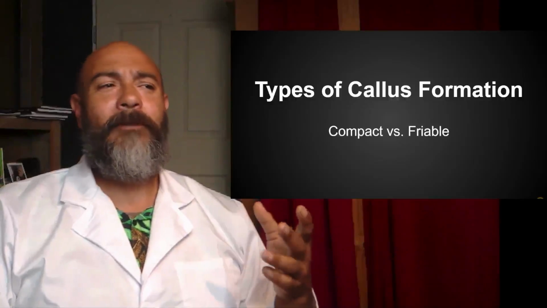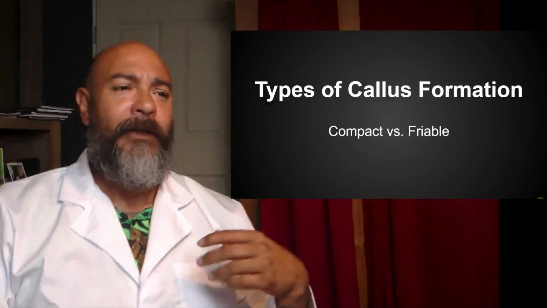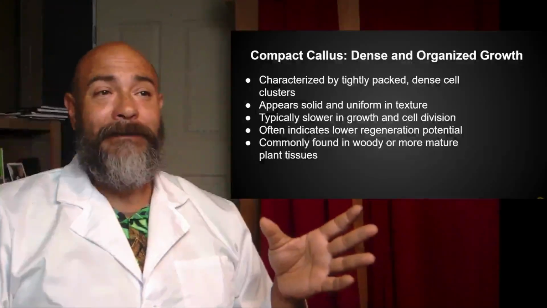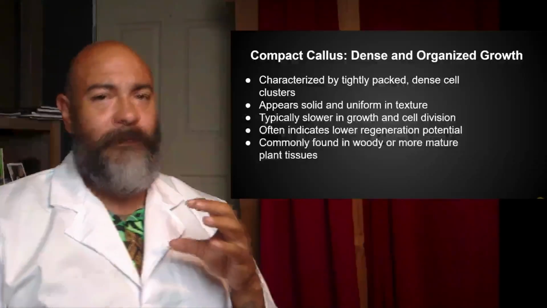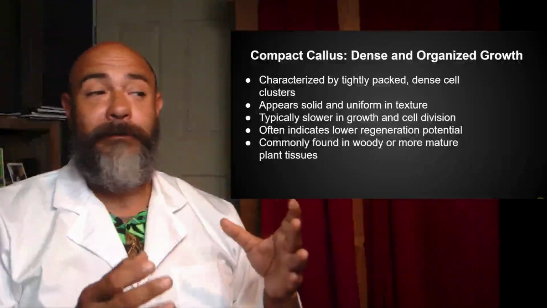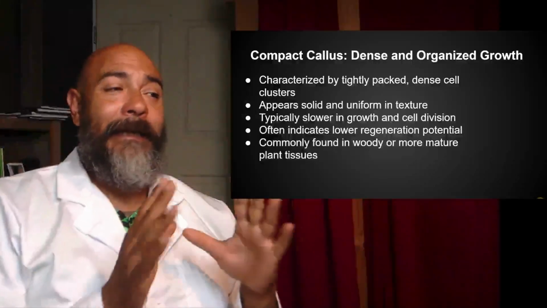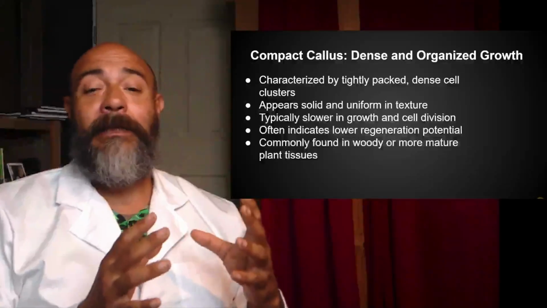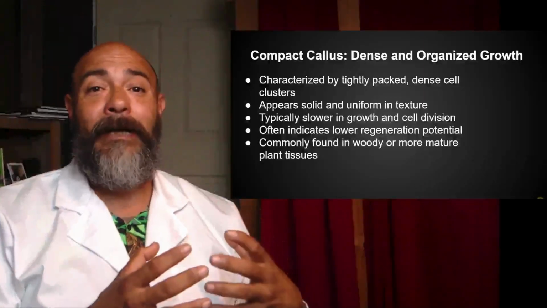So what are the multiple types of callus formation? You've basically got two different types of callus formation. You've got compact and friable, okay? Compact callus is a dense and organized growth material. It generally has really tight packed cells. You'll be able to visibly see this and feel it with your utensils. It is kind of solid and uniform in texture, and it is typically the slower growing of the two types of callus tissue. Now what you're going to end up with is a mass of tissue that contains both compact and friable tissue in it.